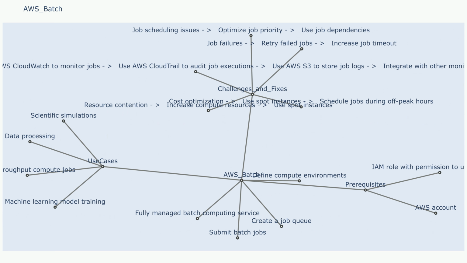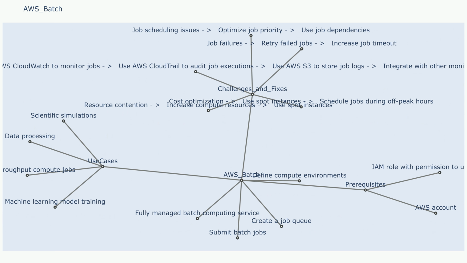Use AWS CloudTrail to audit job executions. Track job execution history, user actions, and resource usage. Identify potential security risks and compliance issues. Analyze CloudTrail logs for troubleshooting purposes.